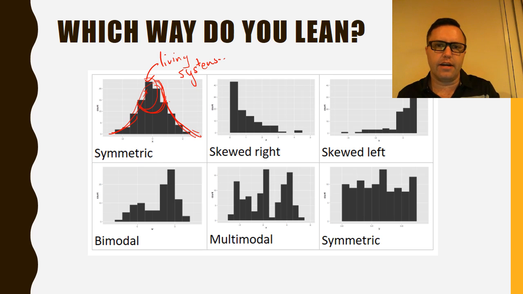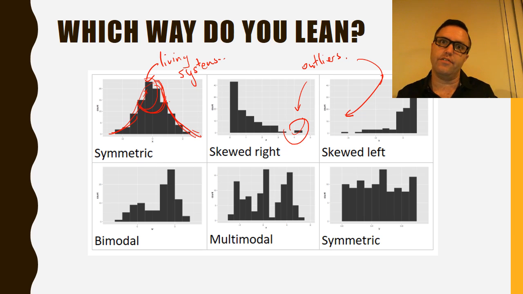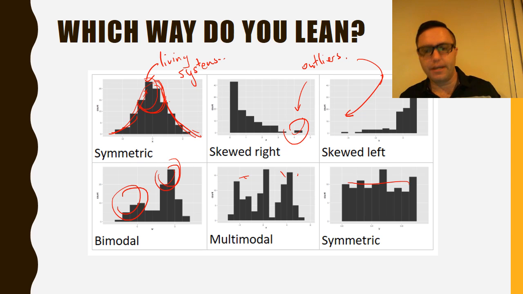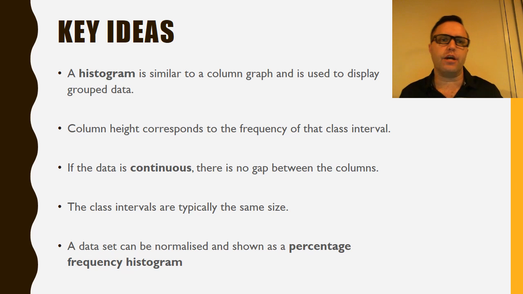You can get other data sets that are skewed right, so you've got some outliers out here. Skewed left has the outliers on the other end, towards the left of the graph. Bimodal ones mean that you've got two peaks in the data set. Then there's multimodal, with lots of different peaks, and another kind of symmetric, where all the data is sort of consistent throughout the whole set. So, a couple of key ideas.